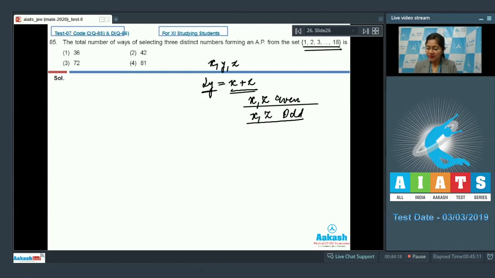Now, from the given set, if I choose any two even numbers, that is, we have 9 even numbers. So, in 9C2 ways, if I choose any two numbers, then according to the values of x and z, we'll get the value of y. Similarly, if I take any two odd numbers from the given set, that is again 9C2, then also we will get such a value of y automatically, so that x, y, z will form an AP. So the total number of ways will be equal to 9C2 plus 9C2, that will be equal to 9 into 8, that is equal to 72. So the correct answer is option number 3.